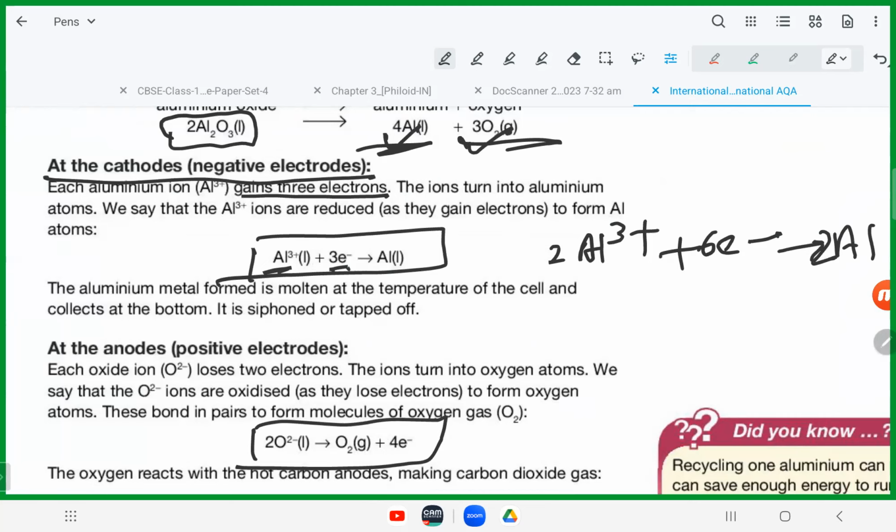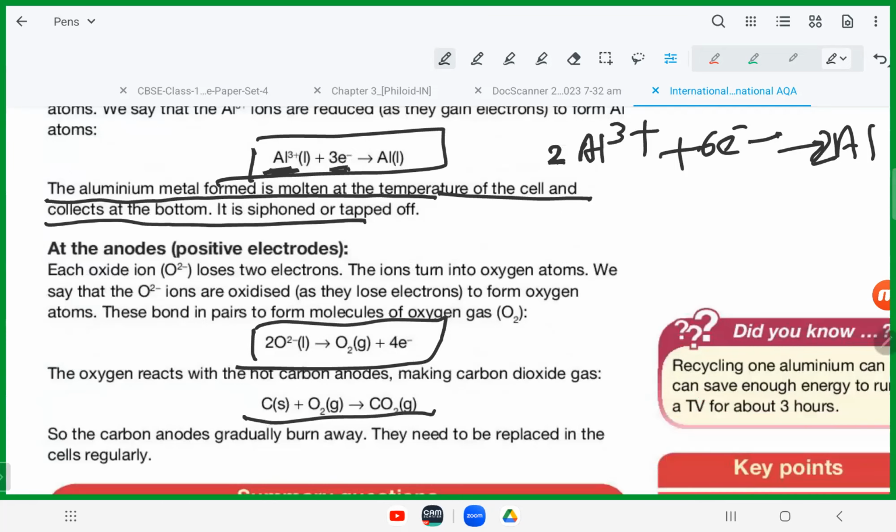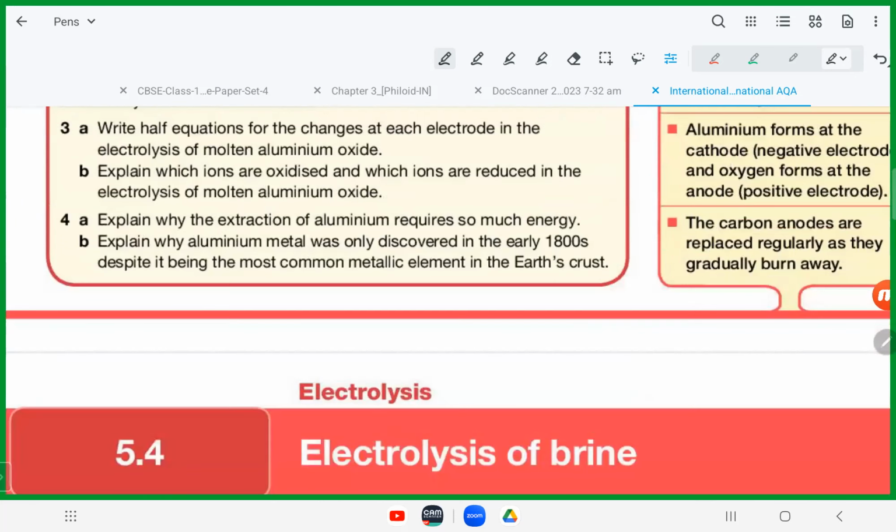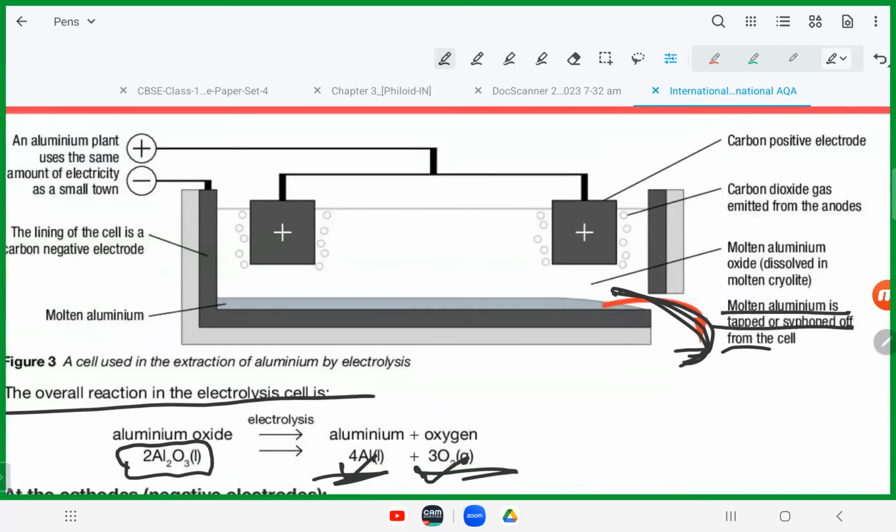See, for one aluminum ion there are 3 positive charges, so 3 electrons. If you are taking 2 moles, 3 times 2 is 6, so 6 electrons required. 6 positive charges means 6 negative electrons required. Yes or no? The aluminum metal forms molten at the temperature of the cell and is collected at the bottom. So here you see in the diagram, here is the molten aluminum, trapped here. Okay, next point you see.